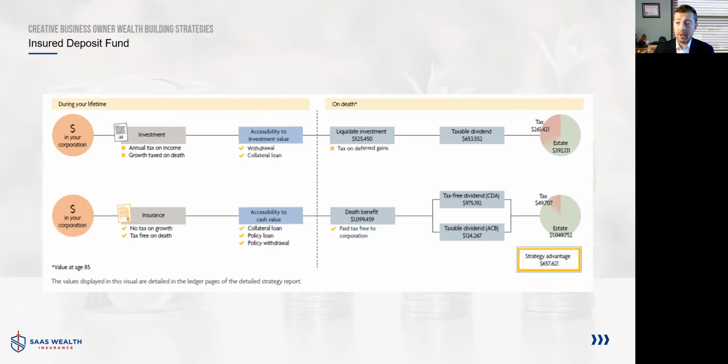The other advantage, specifically for business owners that are wanting to pass on assets to family, is that the death benefits from these policies can be paid out tax-free. So you're essentially taking corporate dollars out of your business and flowing it through to your family, utilizing the capital dividend account. There will still be some tax associated depending on the ACB or adjusted cost basis of the policy, but ultimately you'll see that the business owner ends up with substantially more money by utilizing an insured deposit fund versus just saving and investing through non-registered accounts in the corporation.